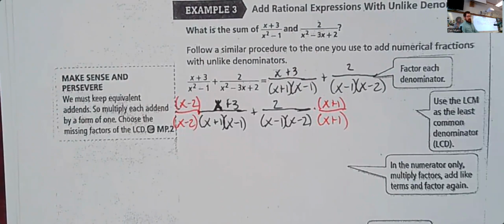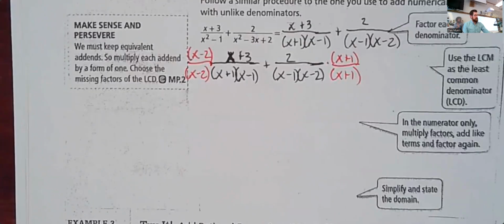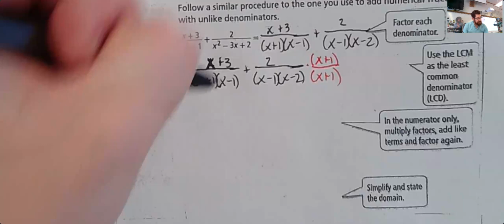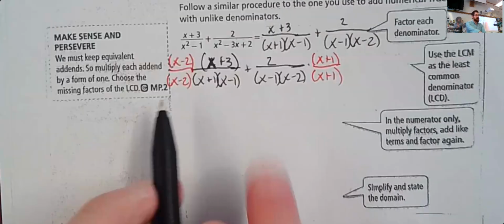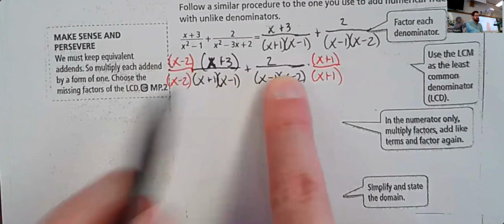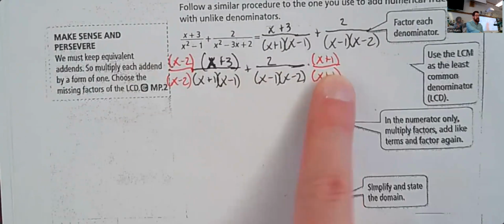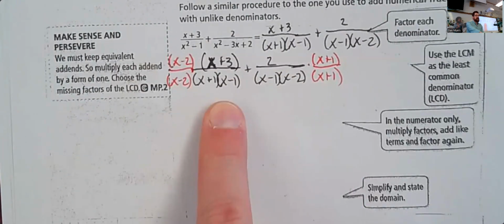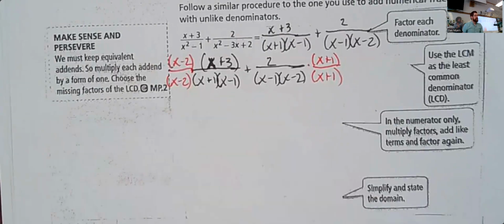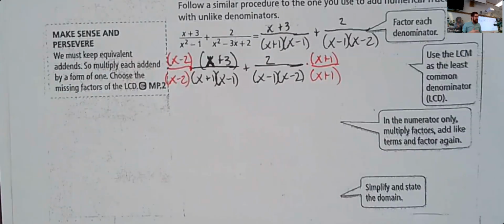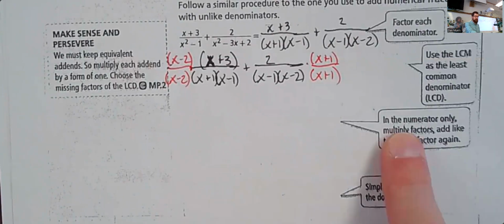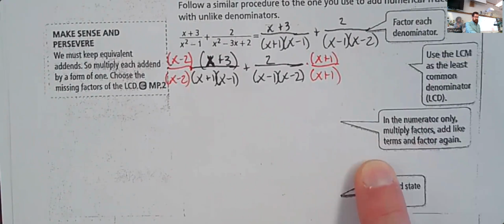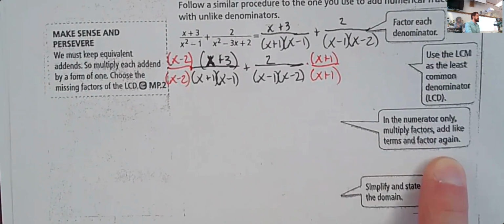Okay. So now I'm going to put parentheses around the x plus 3 because on the numerator on this one, we're going to have to use FOIL. Over here, we'll just distribute the 2 to the x plus 1. We are not going to multiply out the denominator. We're going to leave that in factored form. And if we can, we're going to end up factoring the numerator as well, and then cancel some stuff out. But in the numerator only, multiply the factors, combine like terms, and factor again if we're able to.